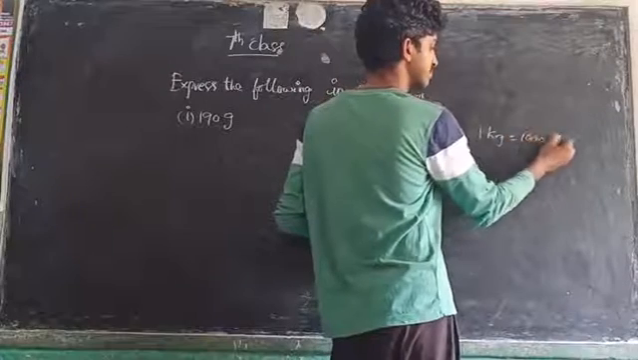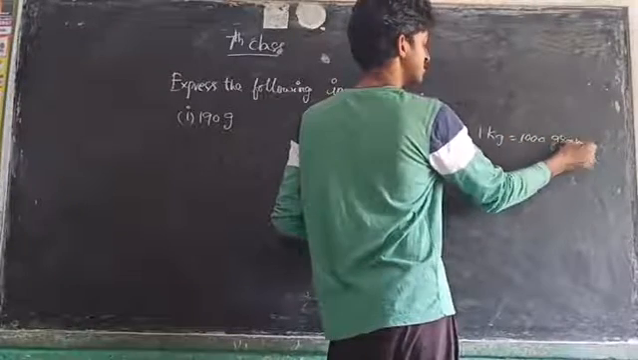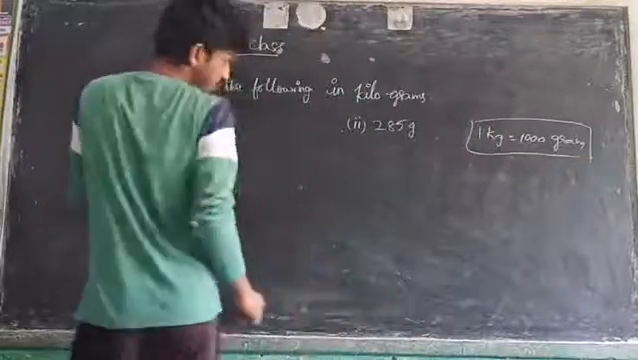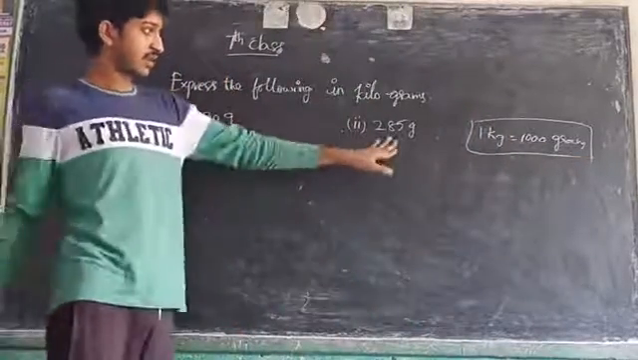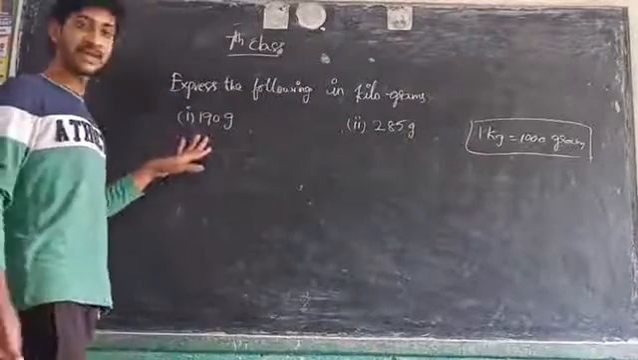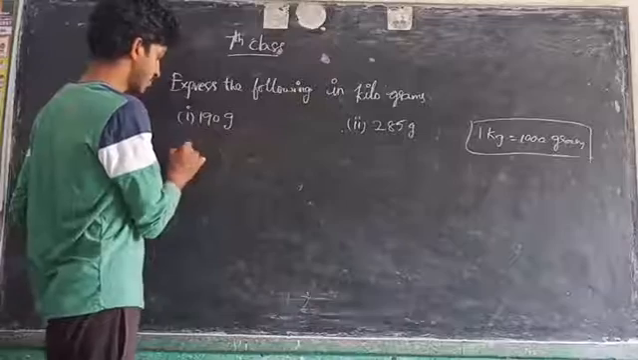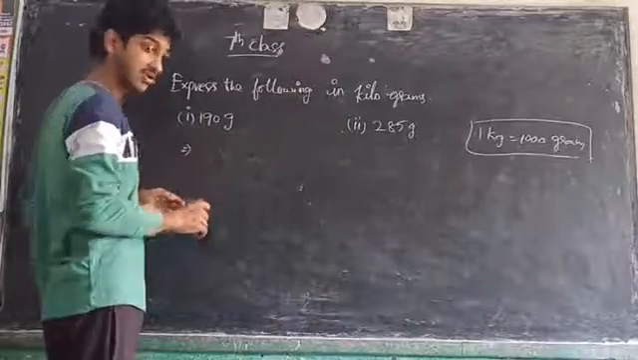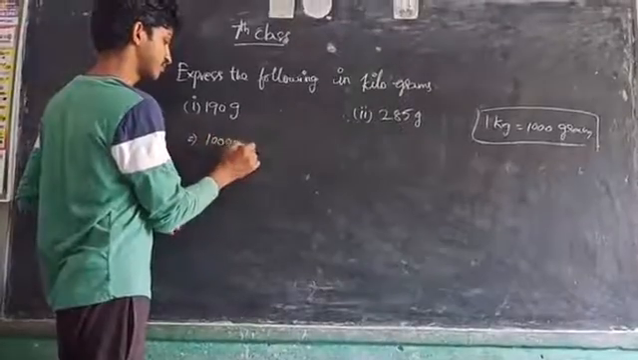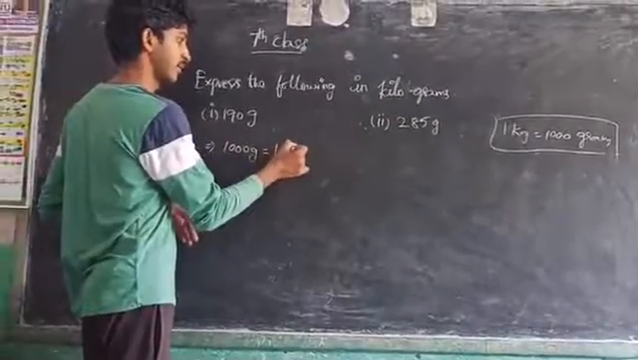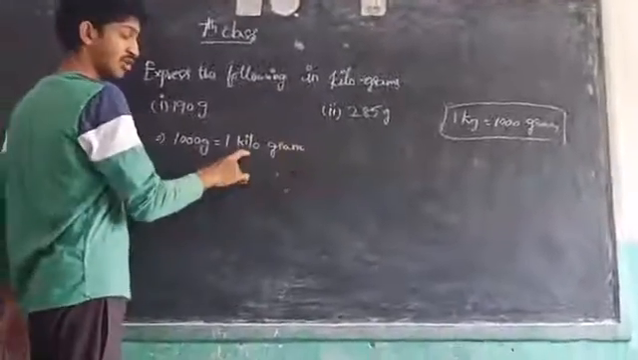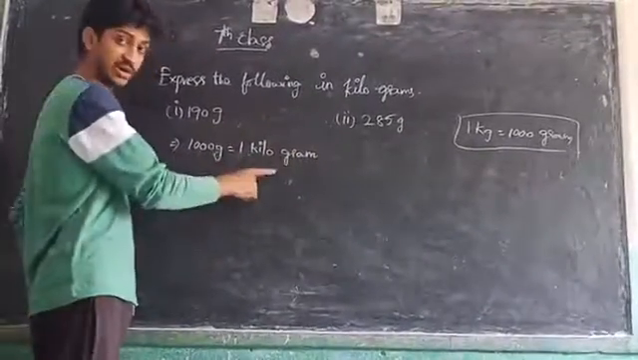1000 grams. By using this, we can convert 190 grams into kgs and also 285 grams into kgs. Now here given is 190 grams. So if you convert this, 190 grams is equal to how many kg? We know that 1000 grams is equal to 1 kilogram. Kilo means 1000, that's why 1 kilogram.